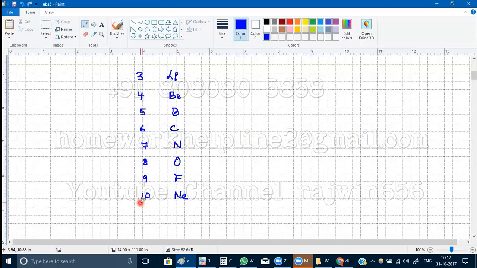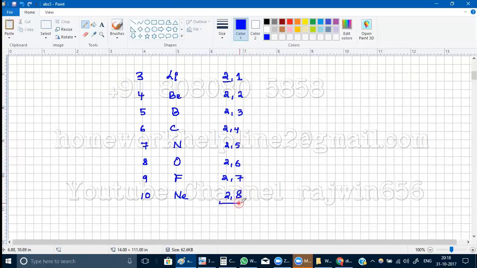So now we are supposed to put the electronic configuration. Remember, in the first orbit we are always going to have 2 electrons. So 2 electrons we have put, total number of electrons is 3. So that 1 electron which will be there will come in the second orbit. So the electronic configuration of lithium is going to become 2, 1. Similarly, we can continue. This will be 2, 2, 2, 3, 2, 4, 2, 5, 2, 6, 2, 7, and 2, 8.